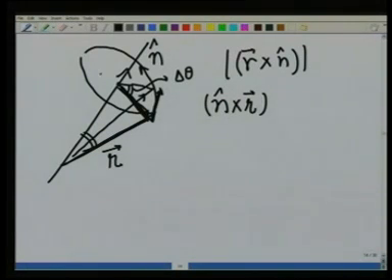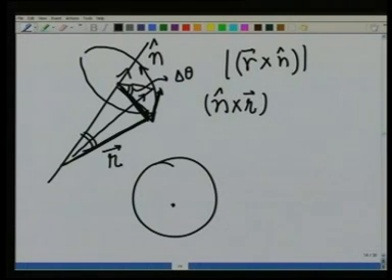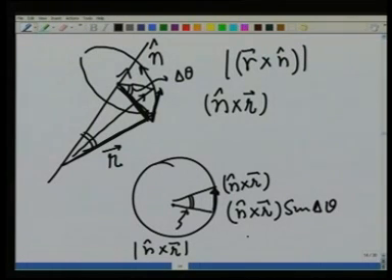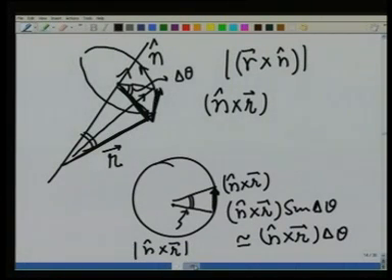So, what we see, if I make this circle here, this magnitude is the n cross r magnitude, and it has changed by this amount in the direction of n cross r, by an amount n cross r sine of delta theta, which is roughly equal to n cross r delta theta, and this is your delta r, because this is how much it has changed. Let me make the figure again.